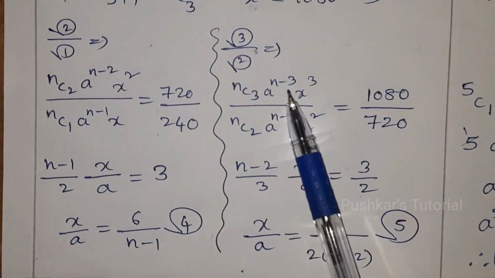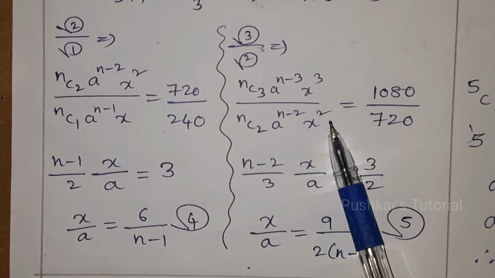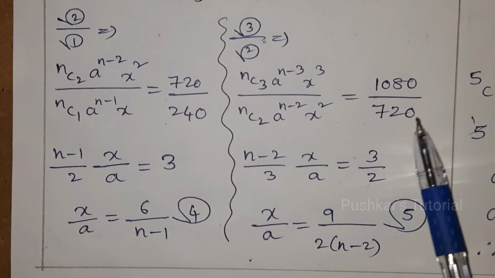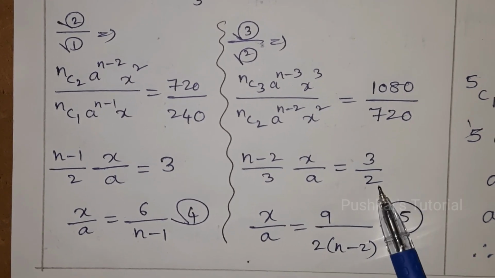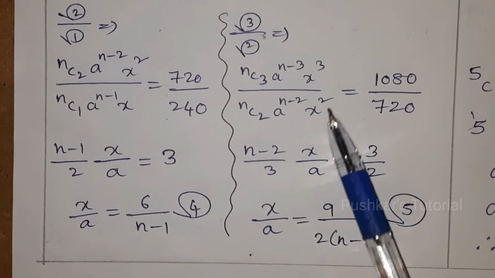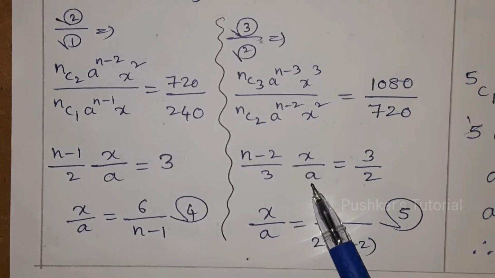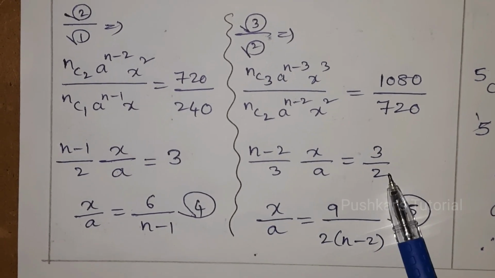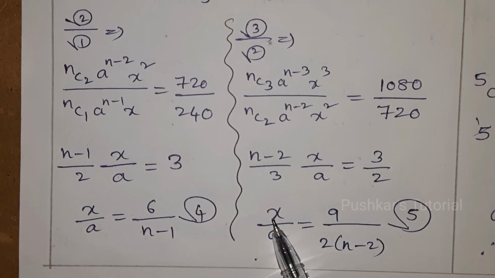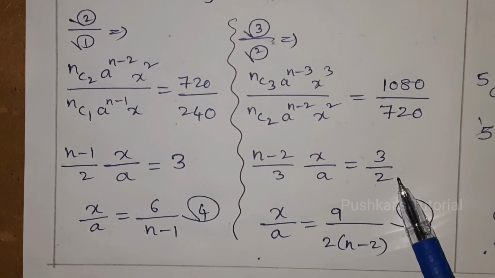So nC3 a power n minus 3 x power 3 by nC2 a power n minus 2 x square is equal to 1080 by 720. So 0, 0 cancel and with cancellation we get 3 by 2 as the answer. And here x cube by x square cancel, only x is left over. And here also a is left over. Formula application: n minus 2 by 3. So like this, keeping x by a as it is, the denominator goes to the numerator, 3 3s are 9, and the numerator comes down.